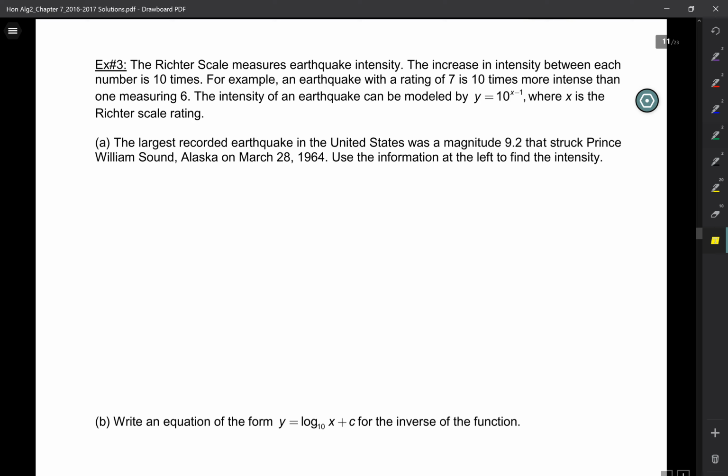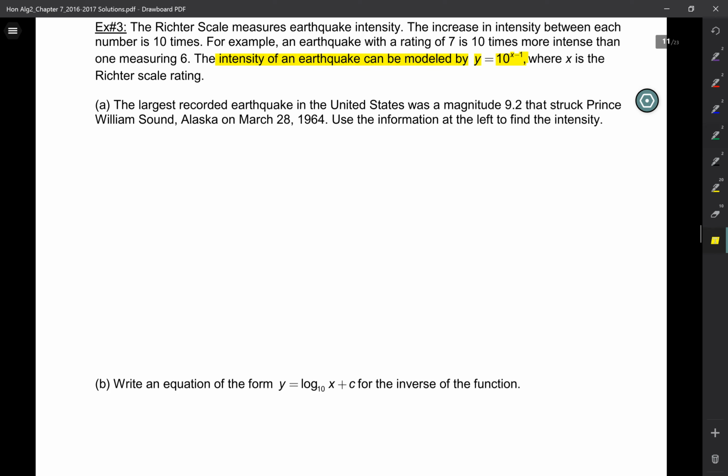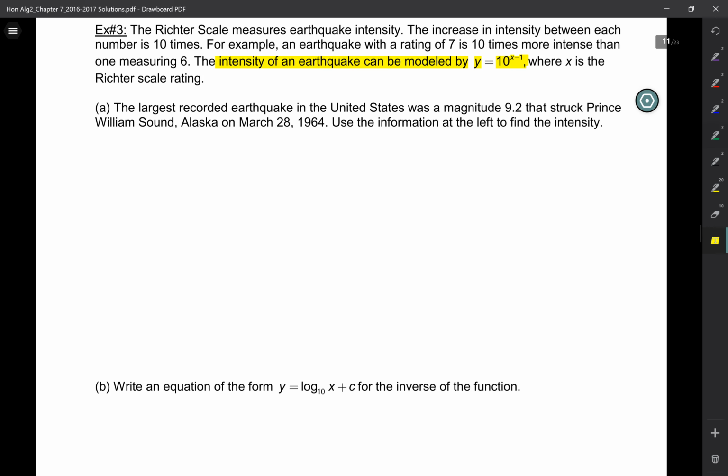The intensity of an earthquake can be modeled by y equals 10 to the x minus 1, where x is the Richter scale rating, meaning the 4.0 and the 5.0 and so on, right? That's what x is. The largest recorded earthquake in the United States was a magnitude of 9.2 that struck Prince William Sound, Alaska on March 28, 1964.